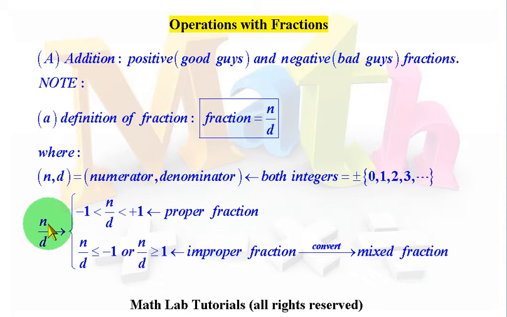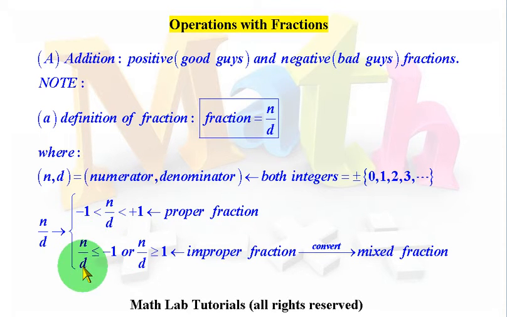So again, over here, if we look at the bottom, we have n over d. When you look at n over d, if the fraction n over d is strictly between -1 and 1, in other words, not equal to -1 or 1, then it's called a proper fraction. Of course, examples of proper fractions are like 1/3, which is between -1 and 1, -2/3, which is between -1 and 1, 3/4 between -1 and 1, etc., etc.